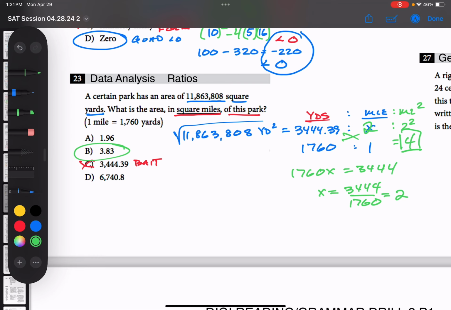But in case you want to do 3444 divided by 1760 equals, that'd be 1.95. Now, if I squared it, what is 1.95 times 1.95? And that will be 3.81, which is still close to 3.83.